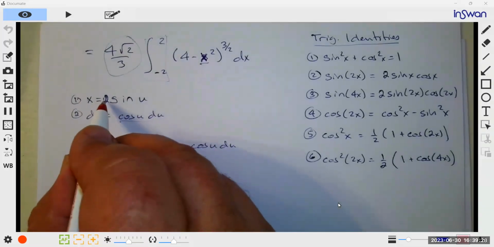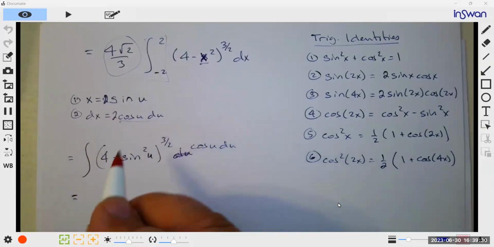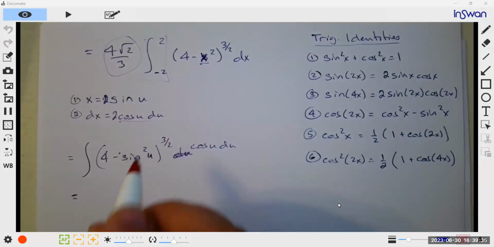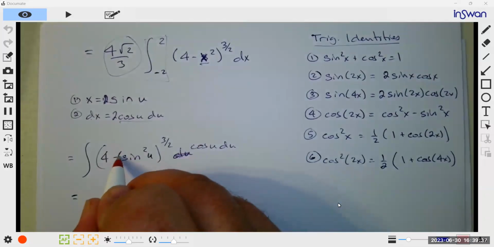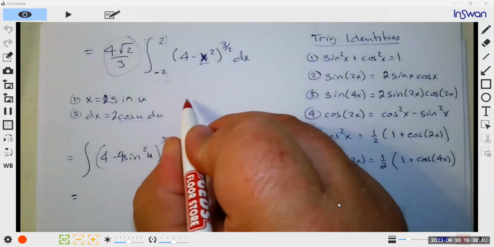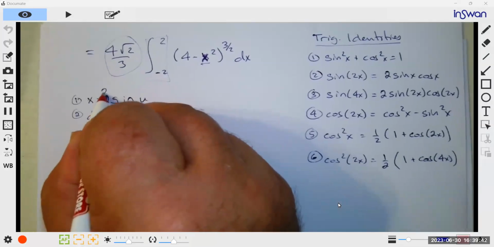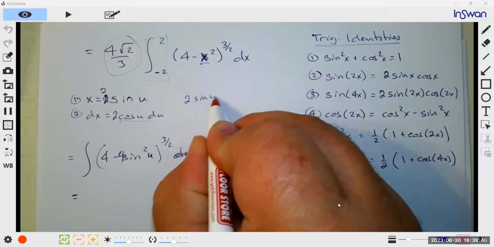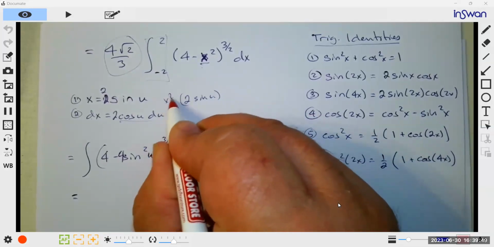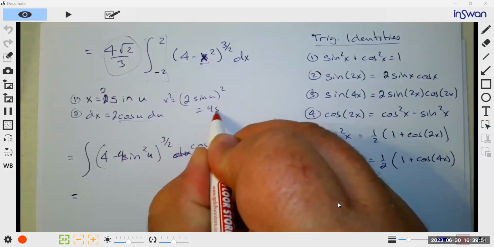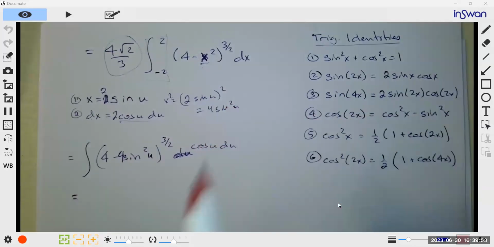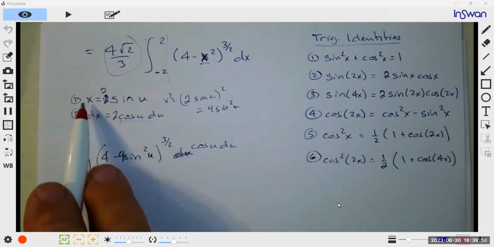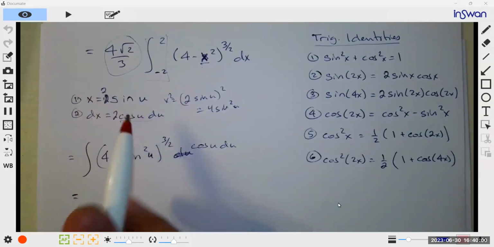Now it's got to be 2. Because we have to have 2 there, so that becomes, it actually becomes 4. Because if we square it, we square sine u of x squared, so that's 4 sine squared u. So x is going to be 2 sine u.